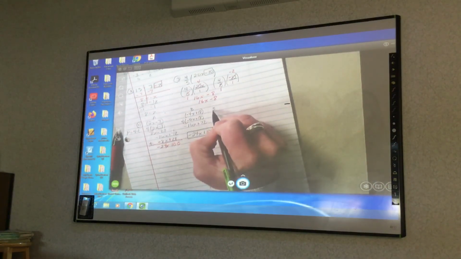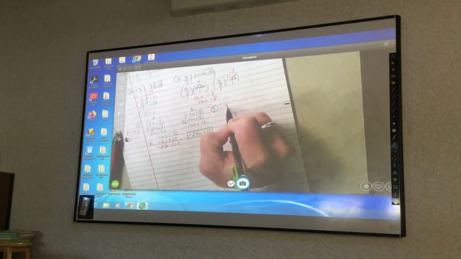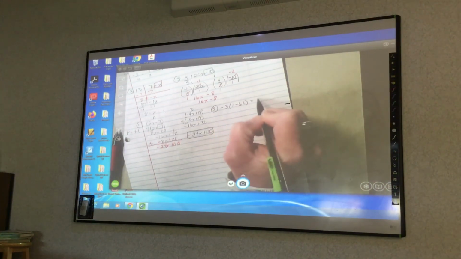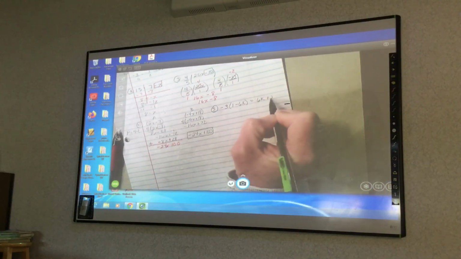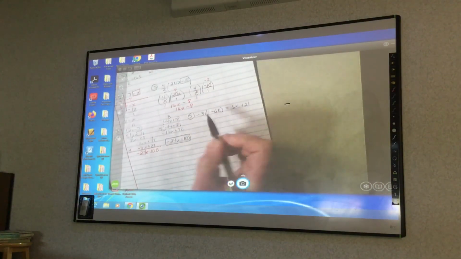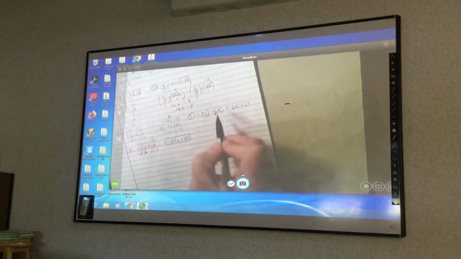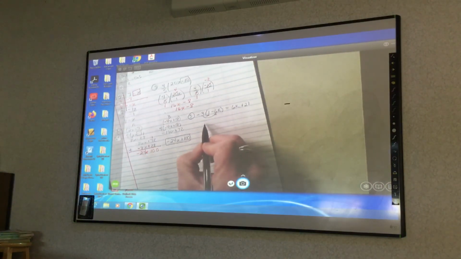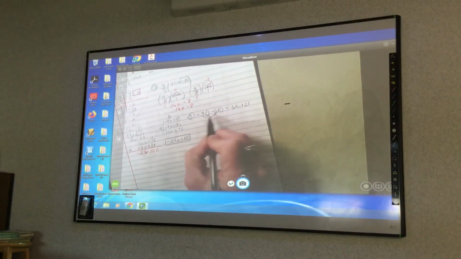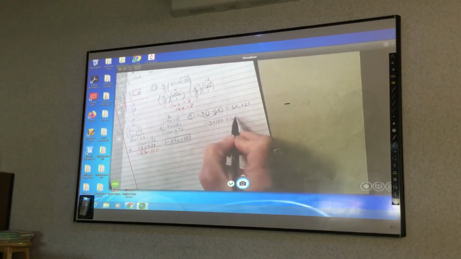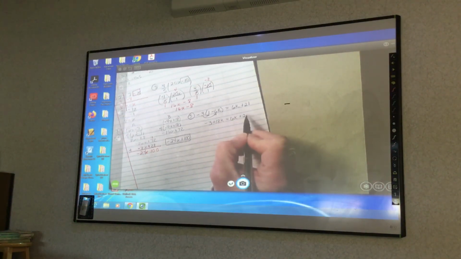Number 5 asks us to solve a negative 3 times 1 minus 6k equals 6k plus 21. I'm going to use the distributive property first. So a negative 3 times 1 is a negative 3. A negative 3 times a negative 6 is a positive 18k equals 6k plus 21.